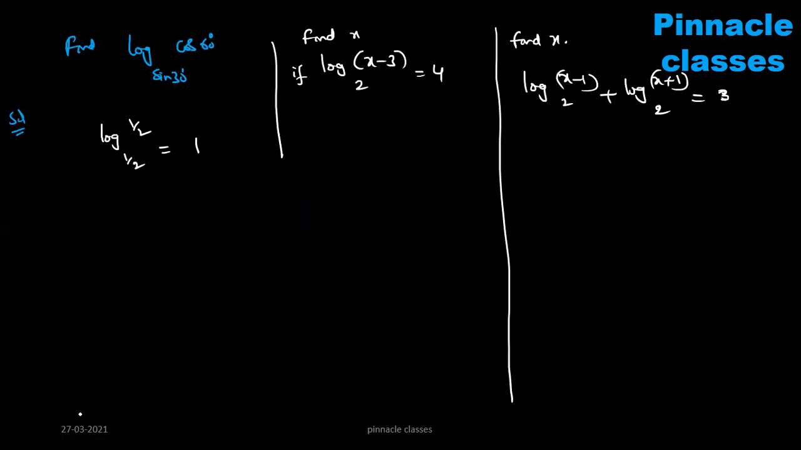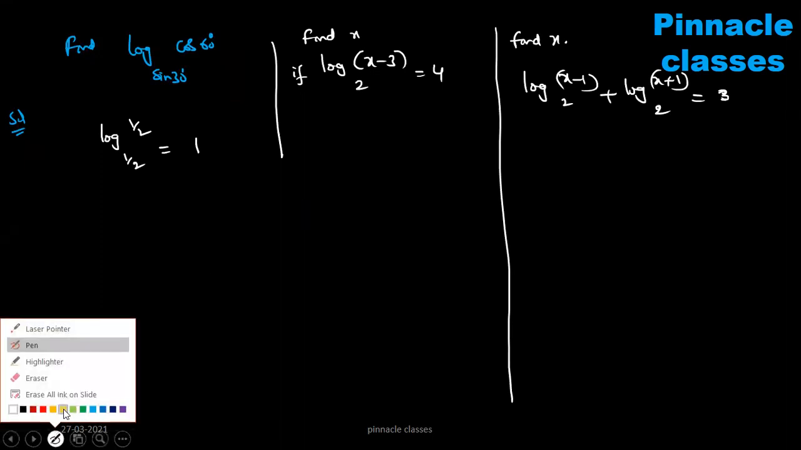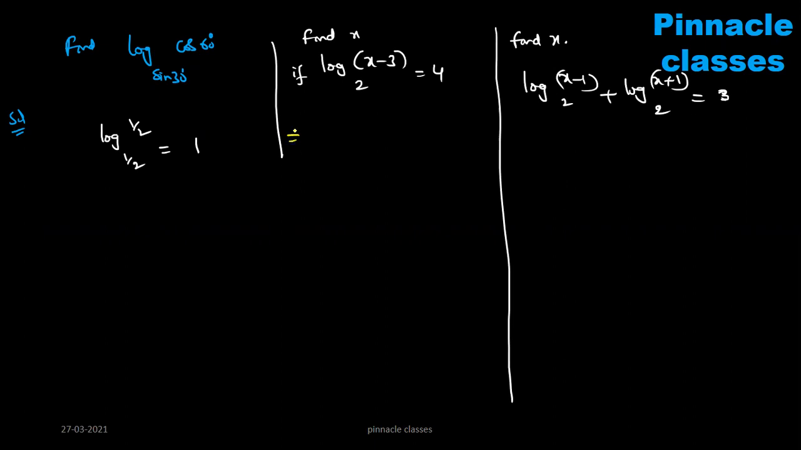Okay, see. So with these types of models, first of all, convert to exponential form. Here, x minus 3 is equal to 2 power 4, so x is 3 plus 16. That is the answer. But the third example is a different model. You can expect this model.